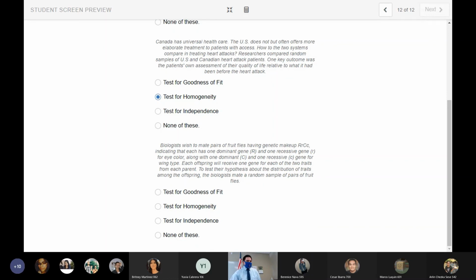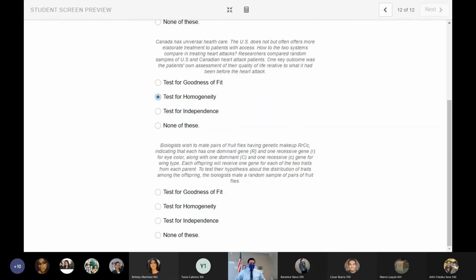Lastly, this one was a little tough. Right, the context isn't terribly clear. Okay, so we have biologists wish to mate pairs. It's so hard for me to read this thing. You look at this. There we go. Biologists wish to mate pairs of fruit flies having genetic makeups RrCc, indicating that each one has 1 dominant gene and 1 recessive gene for eye color, along with 1 dominant and 1 recessive gene for wing type. Each offspring will receive 1 gene for each of the 2 traits from each parent.